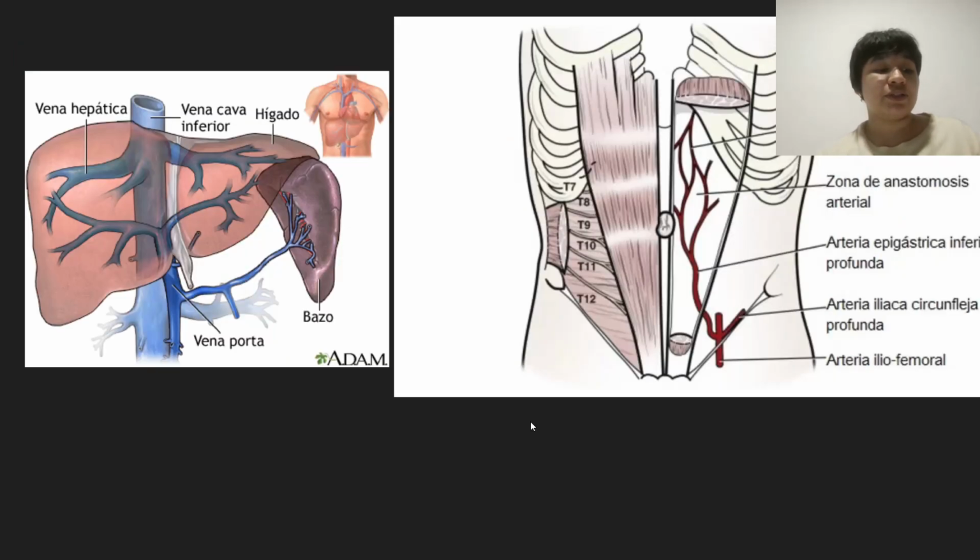The veins accompany the arteries, but blood flow from the digestive system does not return directly to the inferior vena cava. Instead, it first passes through the liver via the portal vein, and only then drains back into the general circulation. In the abdominal wall, we find the superior and inferior epigastric arteries, which supply the rectus abdominis muscle and connect with each other, forming an important network.